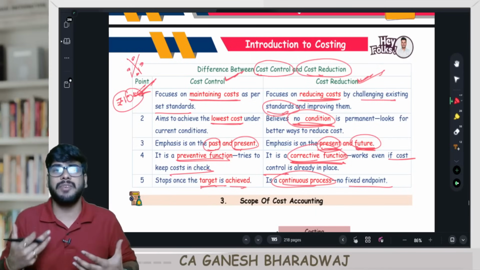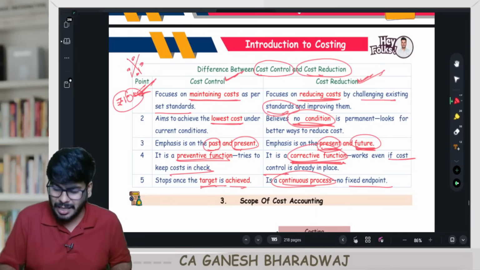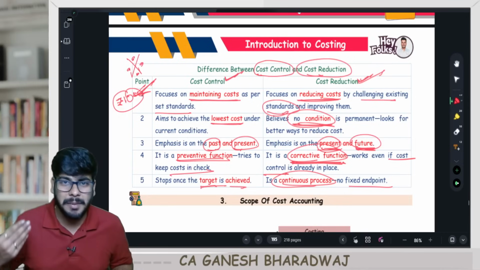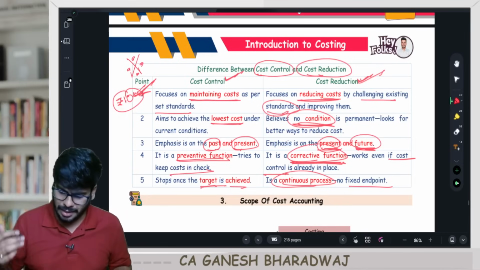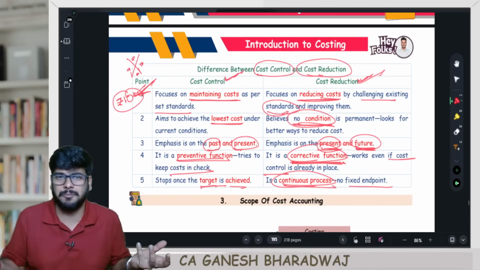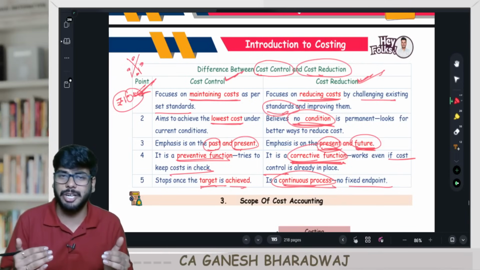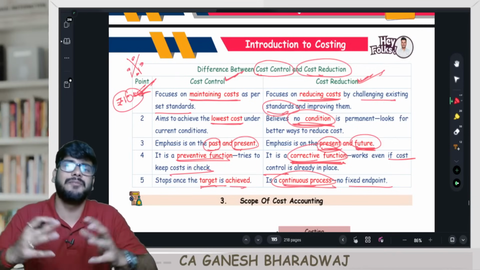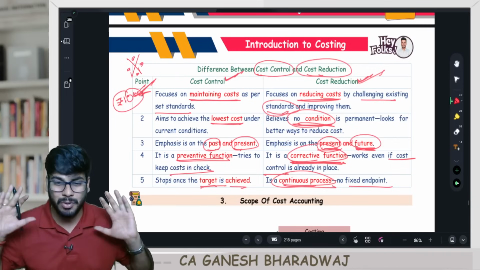So let me look at ways in which I can do it. So it is a corrective function. Maybe the past year, it didn't work out. The next year, let me try to maybe make it something less than the standard already fixed. And it's a continuous process. It's not like once the standard is achieved, it's done. No. If you are further reducing, once again you will challenge, and in future, maybe you will try to reduce it. Are you clear with this, guys?